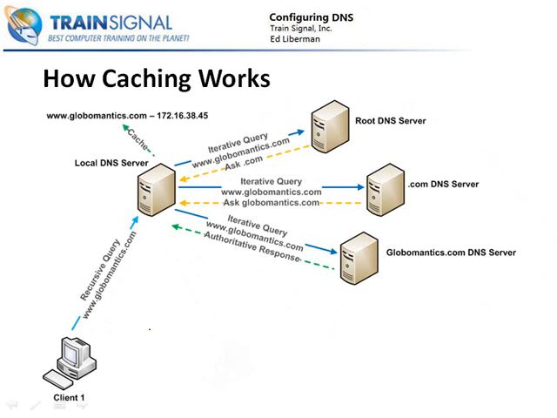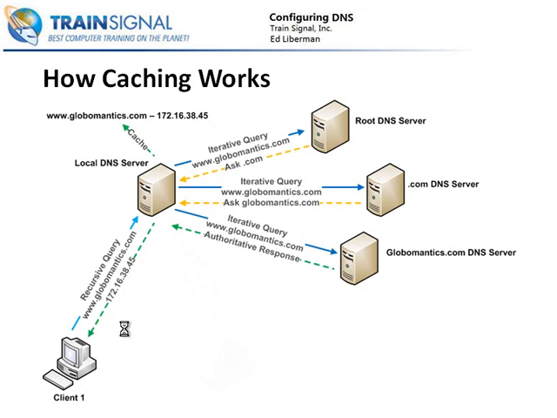What it does next is it puts that response into its local cache. It says, okay, I'm going to go ahead and store the fact that www.globalmantics.com is IP address 172.16.38.45. Then it goes on and sends that response back out to the client.